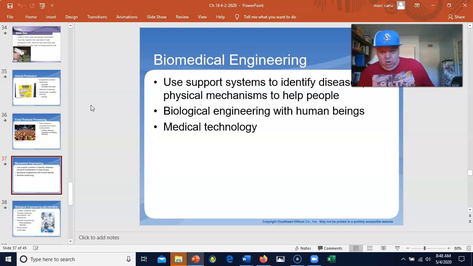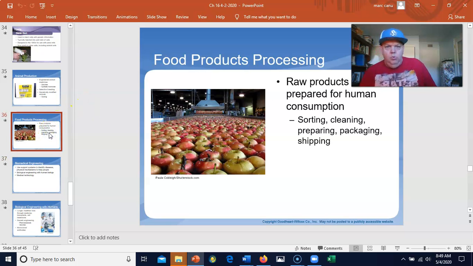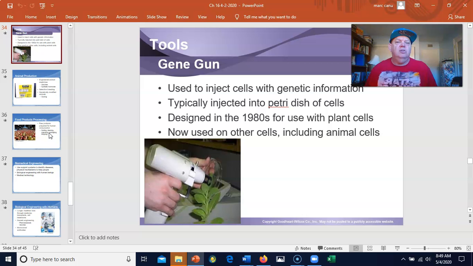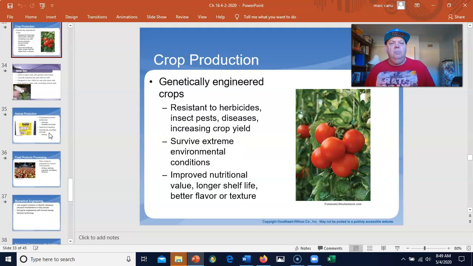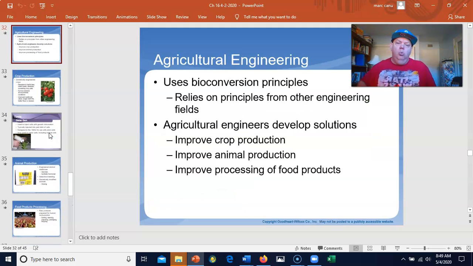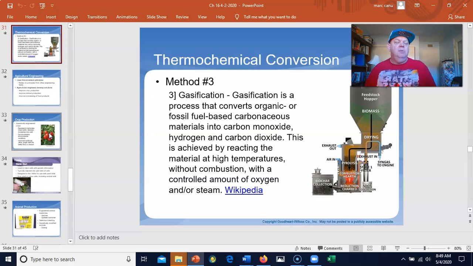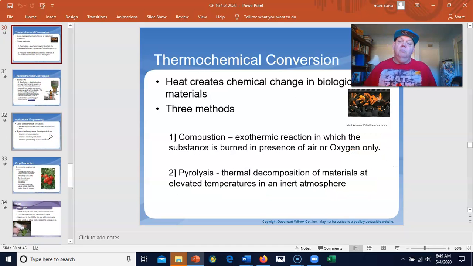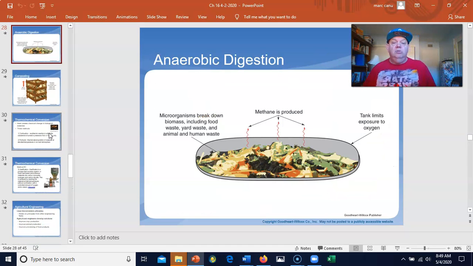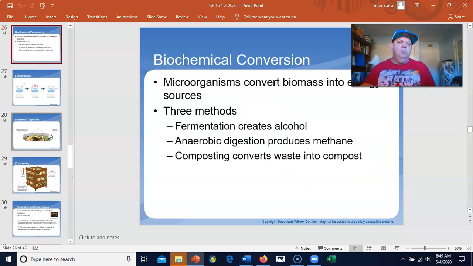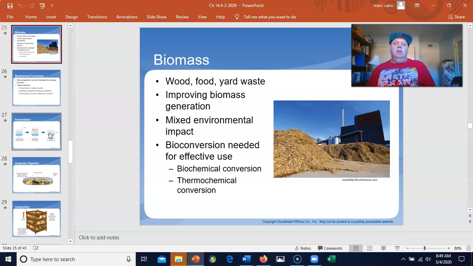I'm going to stop here with this. So, we talked about food processing, we've talked about animal production, we've talked about gene guns, crop production. What is agricultural engineering? We've talked about thermochemical conversion, where we looked at gasification, combustion and pyrolysis. We looked at composting, taking biomass and converting it, anaerobic digestion, fermentation, where we use microorganisms. We have others do the work for us. It's great. We talked about what is biomass.